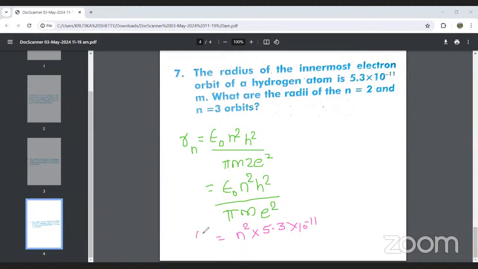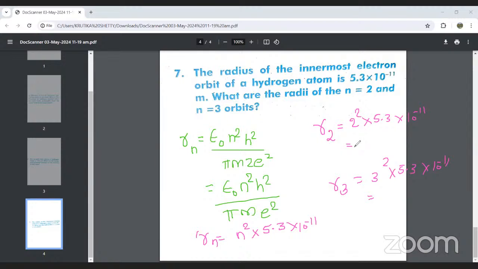So now we have the formula for Rn. They are asking us to find out the radius values for n is equal to 2 and n is equal to 3. So now I will do this: R2 is equal to 2 square into 5.3 into 10 raised to minus 11, and R3 is equal to 3 square into 5.3 into 10 raised to minus 11. So just write the answer over.